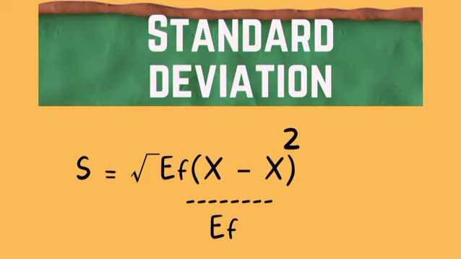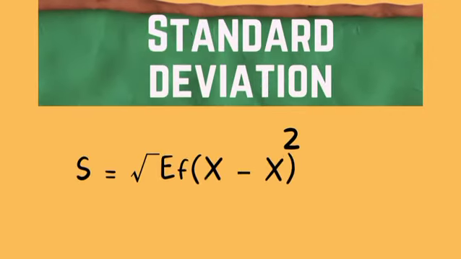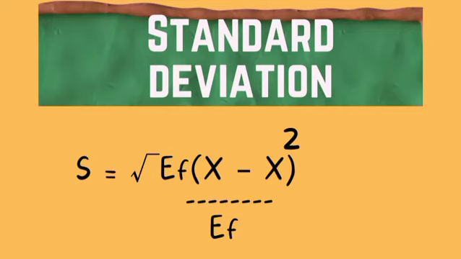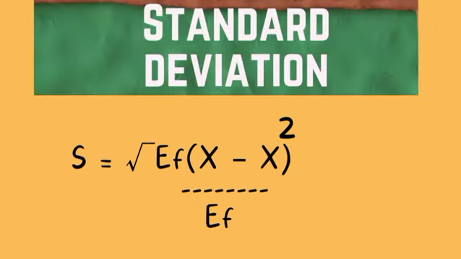While for standard deviation, it is the square root of summation f x minus x bar squared over summation f. That is, when you have a frequency, or you are preparing a frequency distribution table, the formula becomes summation f x minus x bar squared over summation f for the variance, while for the standard deviation, it is the square root of summation f x minus x bar squared over summation f.